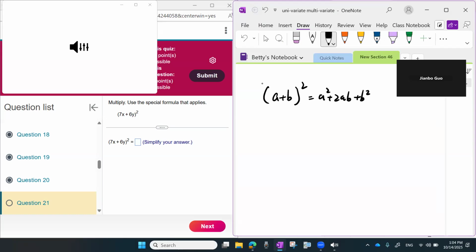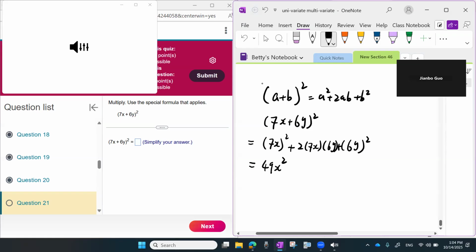So it requires us to use the formula 7x plus 6y to the power 2. So we're going to have square of 7x, and we're going to have a square of 6y, and we also have a twice of the multiplication of the two quantities in a binomial. So 2 times 7x times 6y. Square of 7x, you can apply the power of product. 7 times 7 is 49.